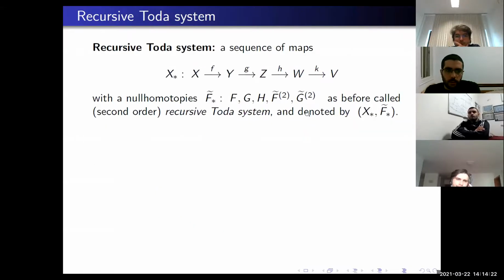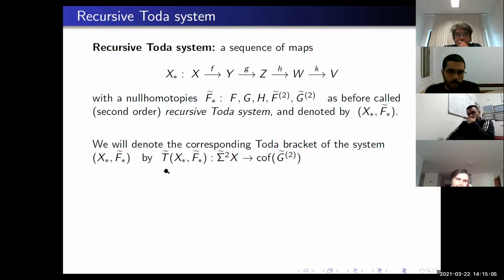We also define the recursive Toda system. It's the same: we need first order null homotopies and second order null homotopies to define the recursive Toda. But we see it's not the same. The primary order null homotopies are the same in the recursive system and in the cubical system we defined before. But the second order ones are not the same. We will see later. I will emphasize that point later.